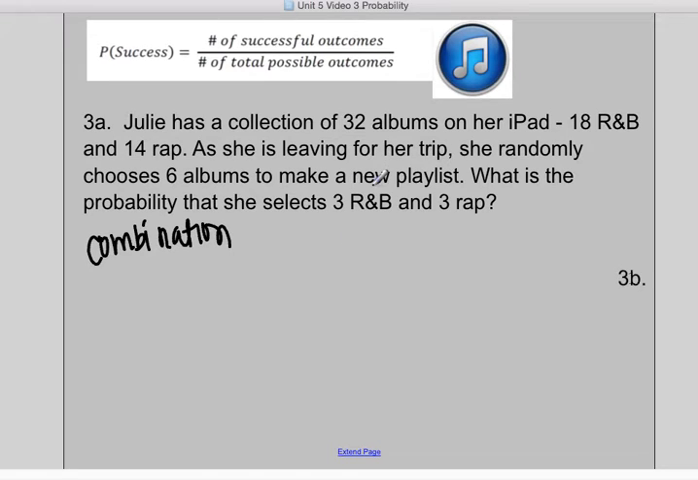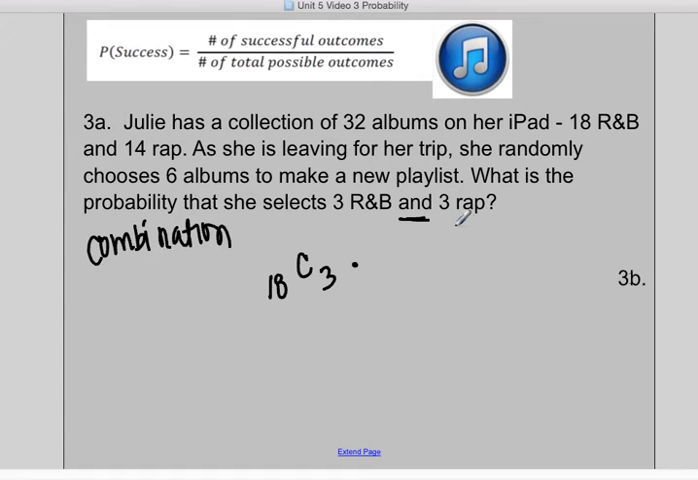And I want to pick 3 R&B. Well, how many R&B are there total? Okay, there's 18. So we have 18 total, and we are picking a group of 3. And remember, "and" means multiply.